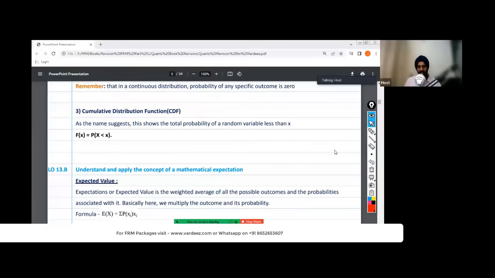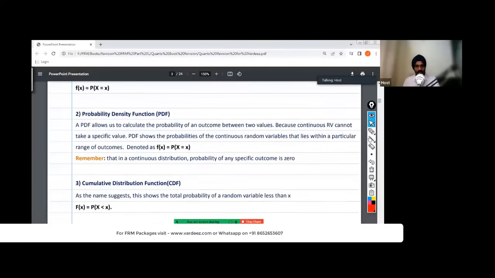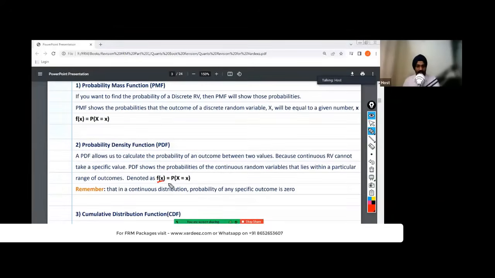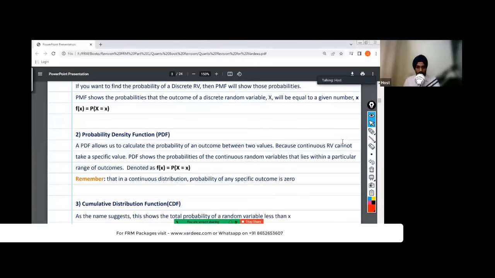So the CDF gives you a full, cumulative overview of the probabilities that you are interested in finding. Note one thing: it's always denoted by a capital letter F, F of X. On the other hand, the other two that we just saw use the small f of X. That's just one difference that you should know for the exam.